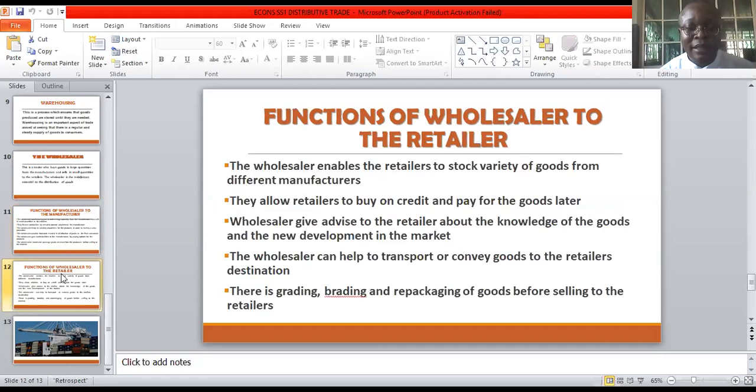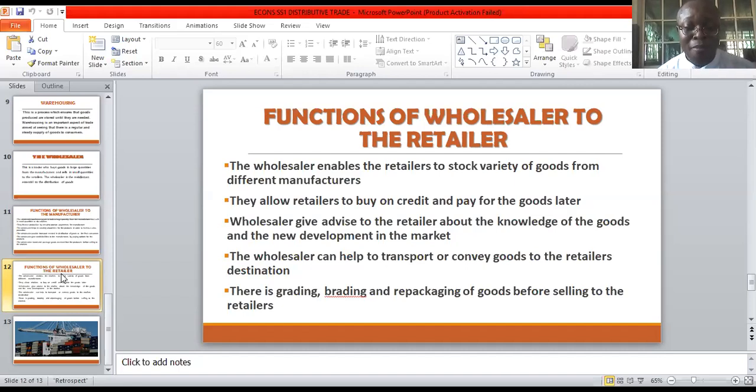Then the next one is the functions of the wholesaler to the retailer. Number one, the wholesaler enables the retailer to stock a variety of goods, or different types of goods, from different manufacturers.